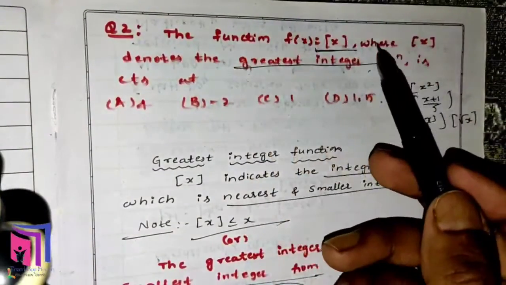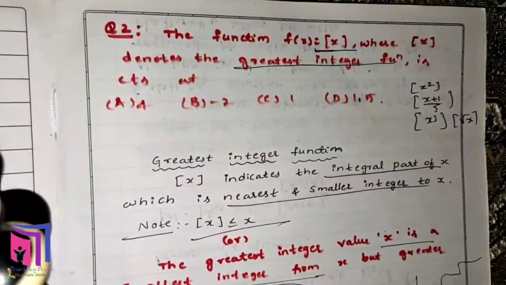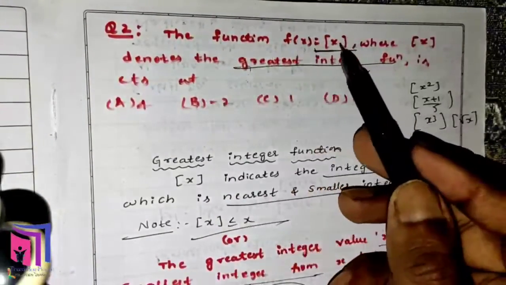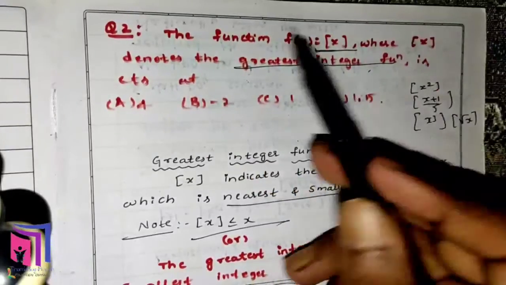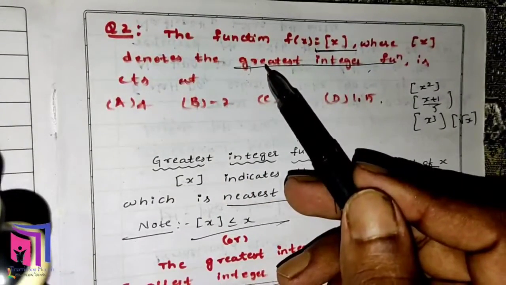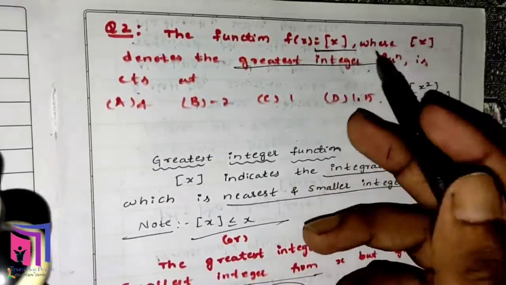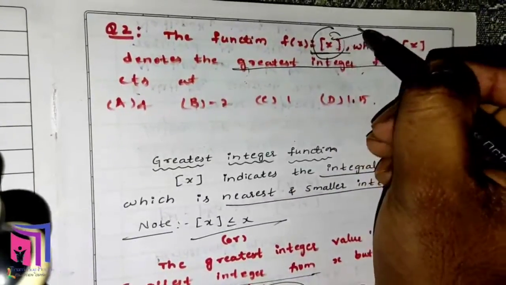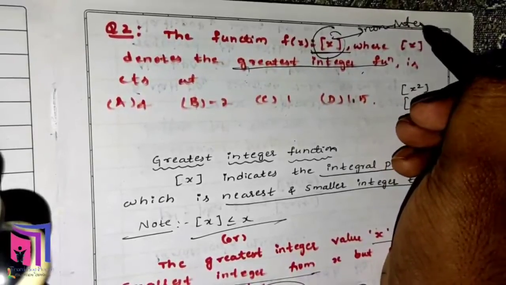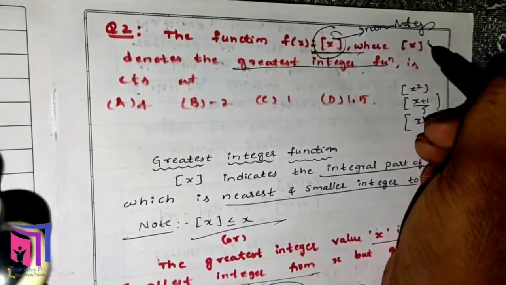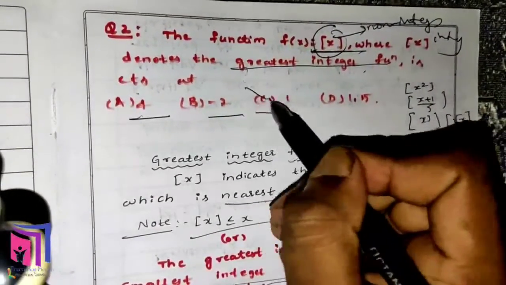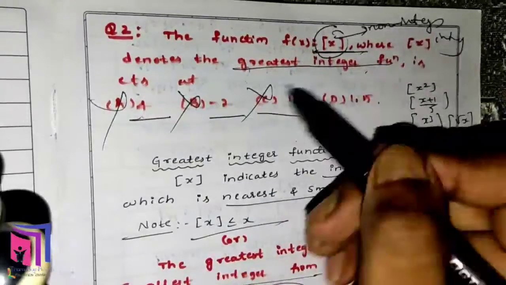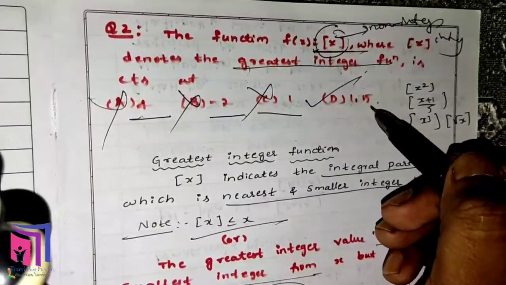Now we can answer this question directly if you know all these points very well. The function f of x is equal to the box function, where the box function denotes the greatest integer function. Is continuous at what? This box function is continuous at non-integer points. This given function is discontinuous at integer points. See, this is an integer, this is an integer, this is an integer. These three are not our answer. This is our answer: 1.5 is a non-integer.